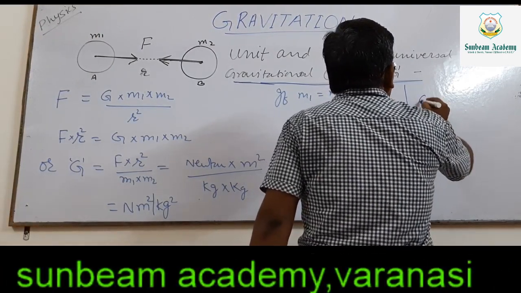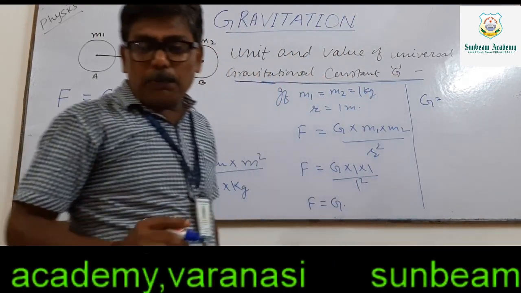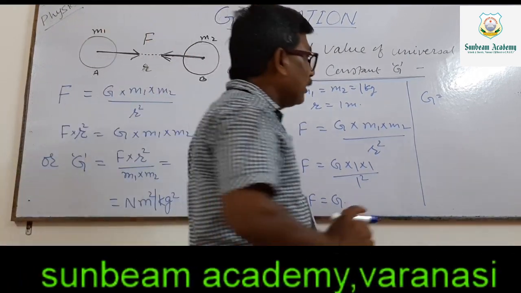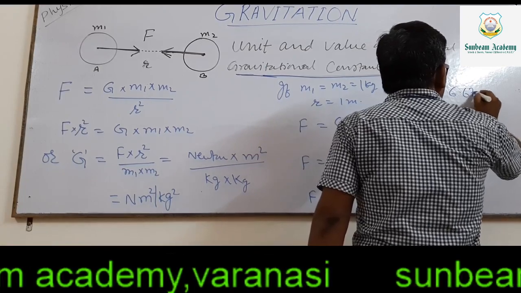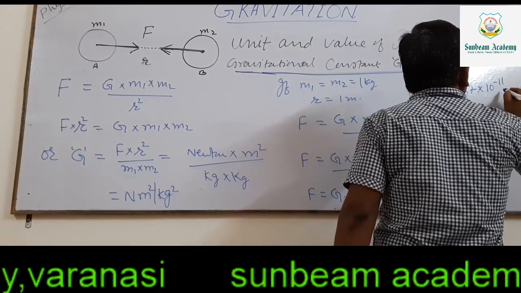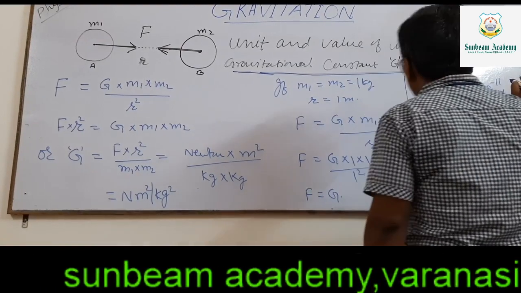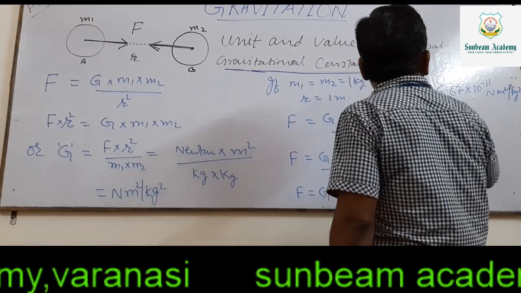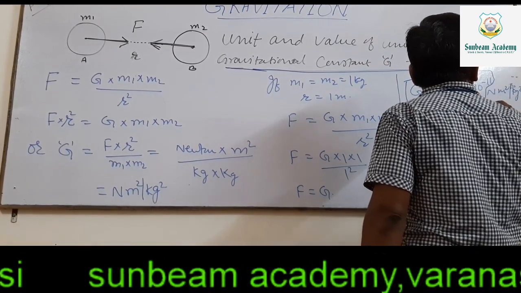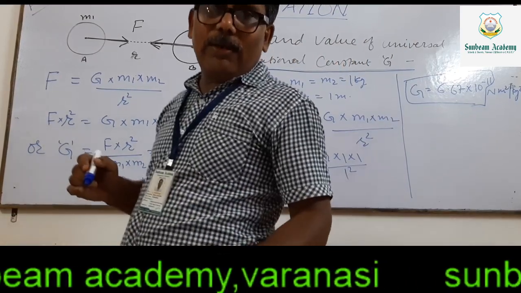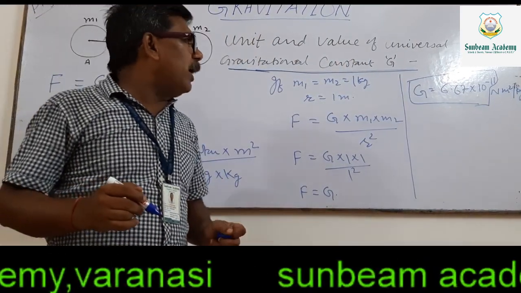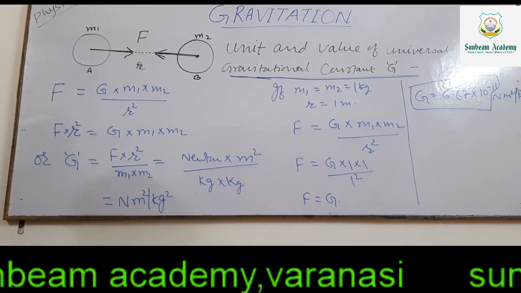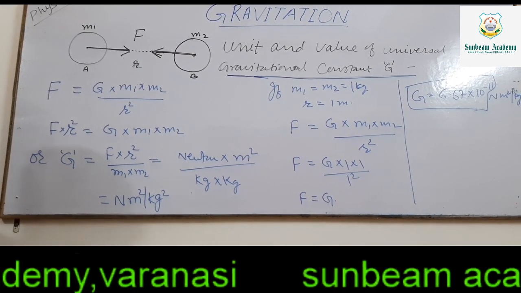Now the value of capital G, as per Henry Cavendish, is calculated to be 6.67 × 10^-11 Newton meter square per kg square. The value of G is 6.67 × 10^-11 Newton meter square per kg square. So this is the unit and value of the universal gravitational constant.